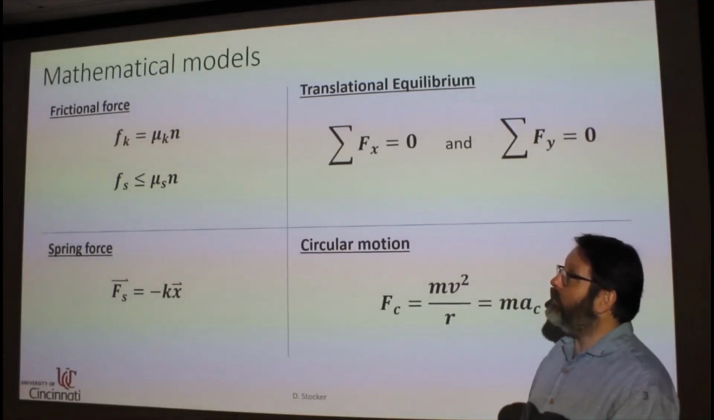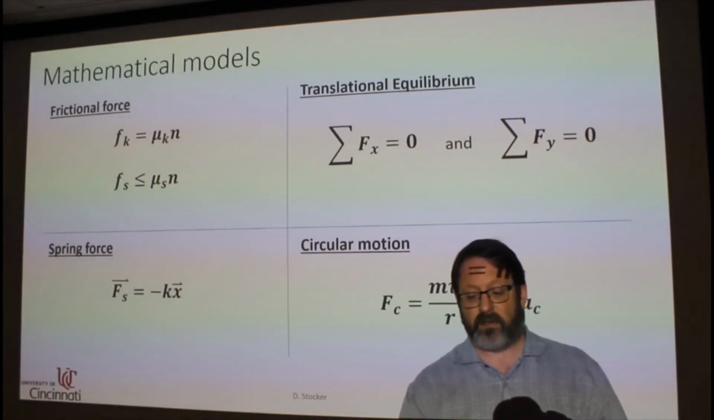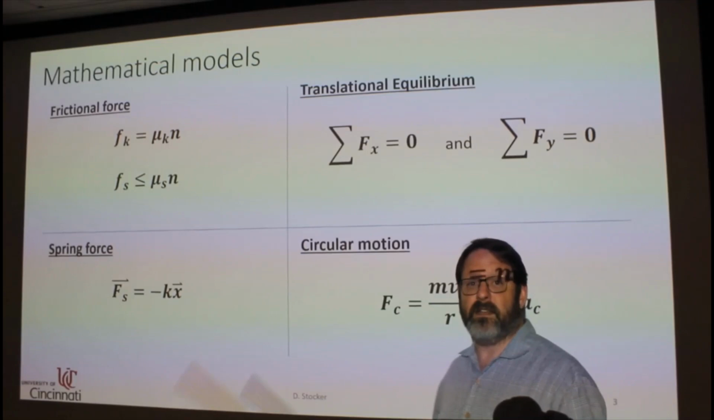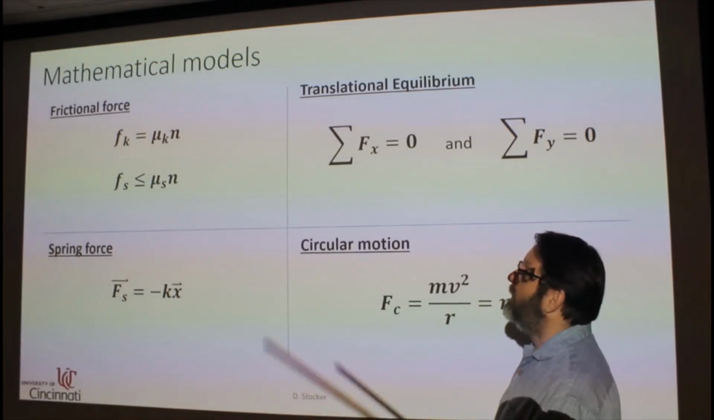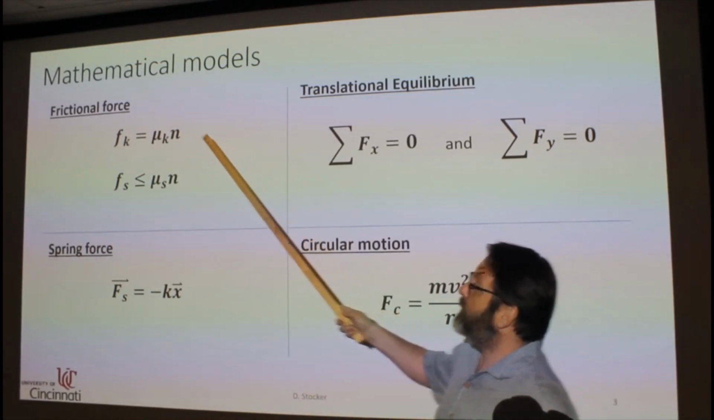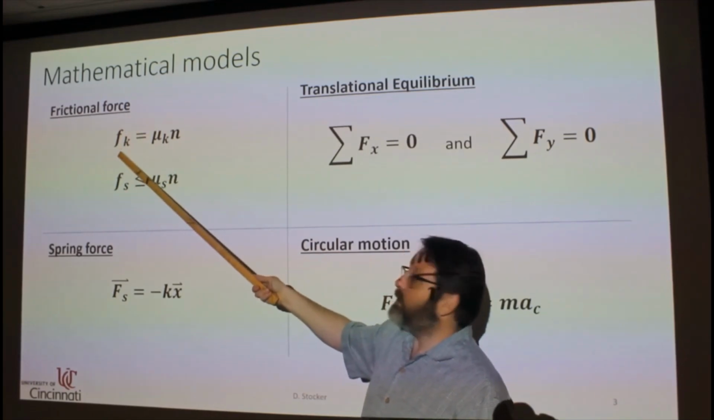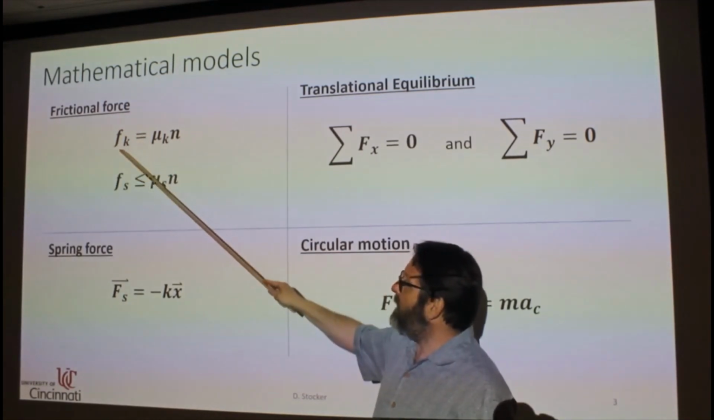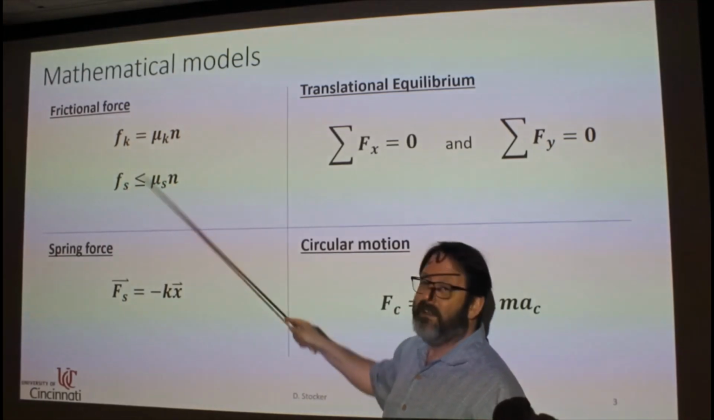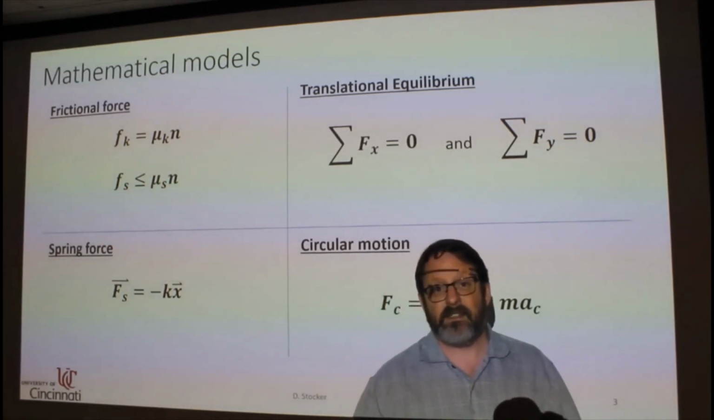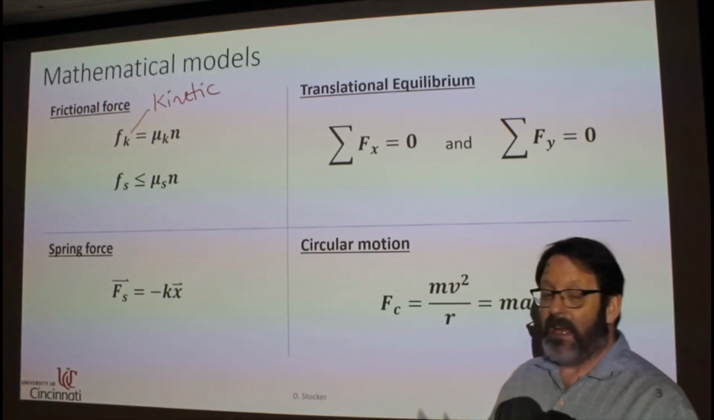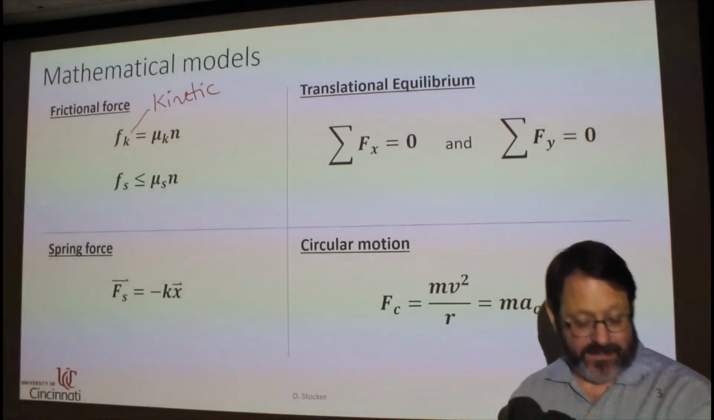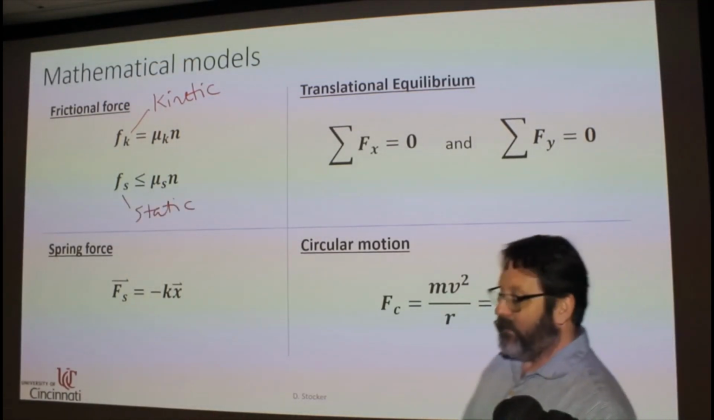In this video, I'll go over the mathematical models that are associated with the chapter on applications of Newton's laws. So first, we have frictional force. Frictional force, remember, we symbolize with the lowercase f. There are two kinds: there's this Fk and the Fs. K stands for kinetic, and S stands for static. Okay, what do those mean?